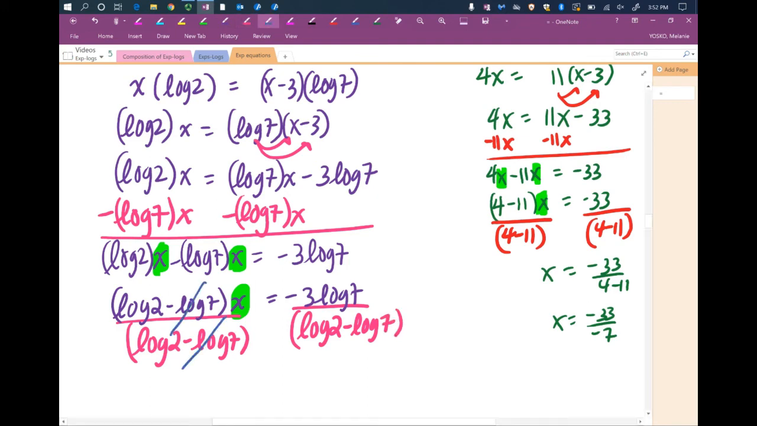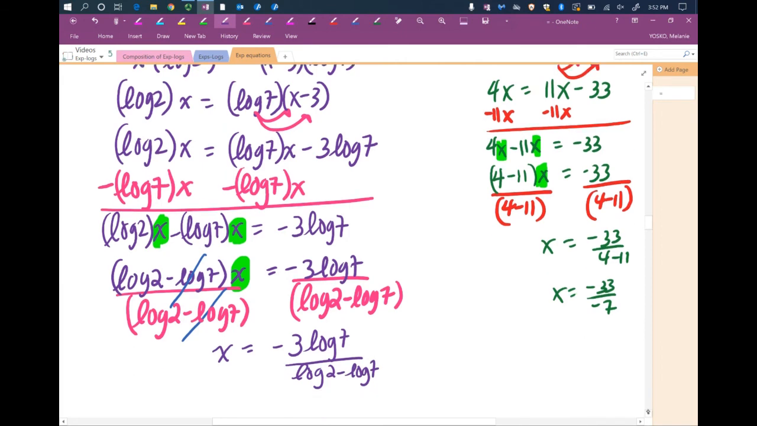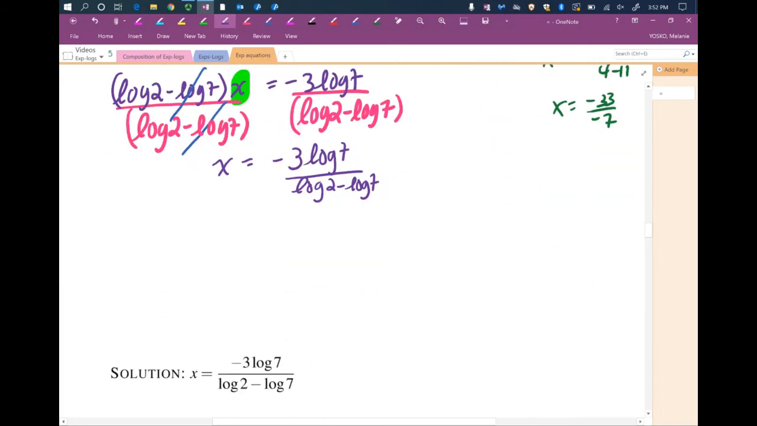So this cancels. Left-hand side, I get x equals negative 3 times log of 7 over log of 2 minus log of 7. Let's see if that's our answer. Yep, that's what we get. Now I want to point out you could also write this more concisely using our log rules. We have a log rule, as we said earlier, log base b of m to the p equals p times log base b of m, because we can bring this power back and forth, right? Can also bring this coefficient back as a power.